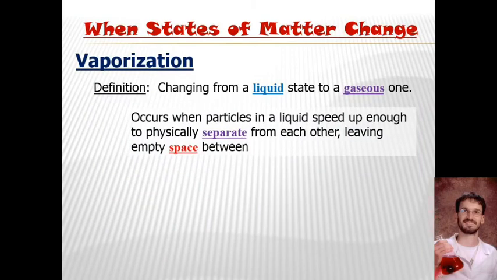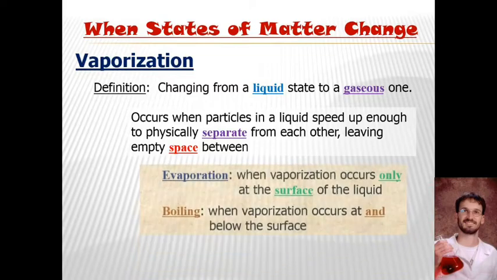Vaporization is what we call it when something goes from a liquid to a gas. So this happens whenever you add even more energy to the liquid state, which has things moving around each other already, but now they start vibrating and moving around so fast that they separate from each other. When they separate from each other and leave that space between the molecules, now you have a gas.